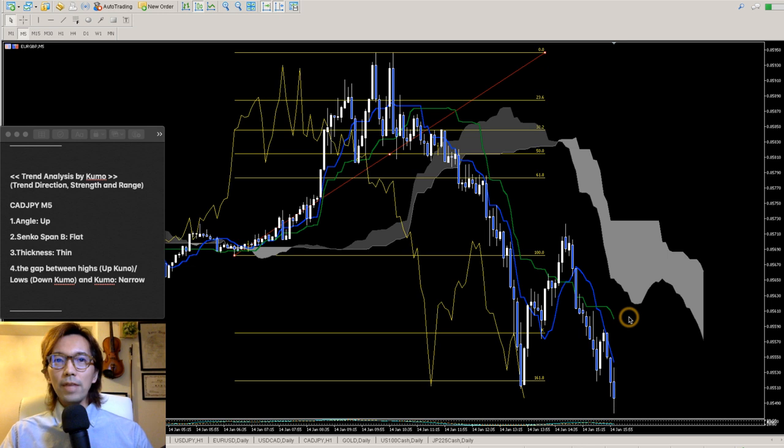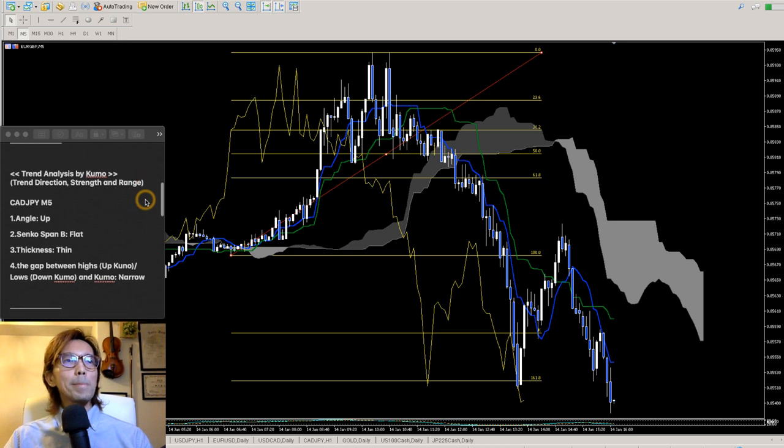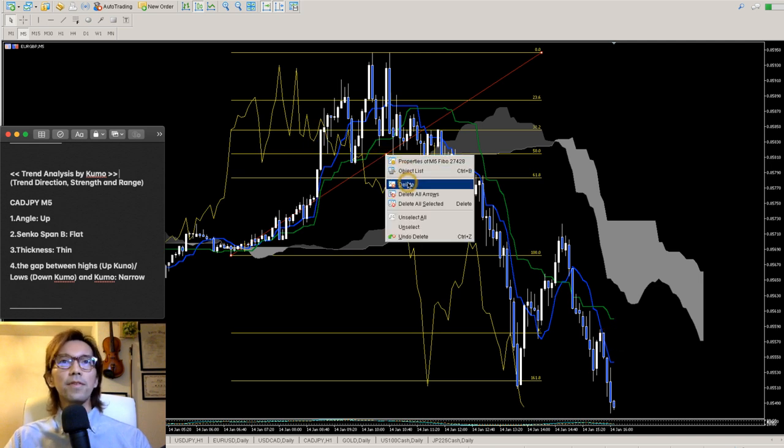Okay, so I'm not really having any positions right now. I'm just watching the market. Again, let's analyze the charts by this format, Trend Analysis by Kumo. Okay, so the 5-minute chart is going down right now. It became a bearish momentum right now. But let me just delete this Fibonacci first.